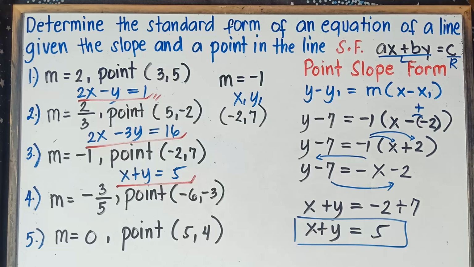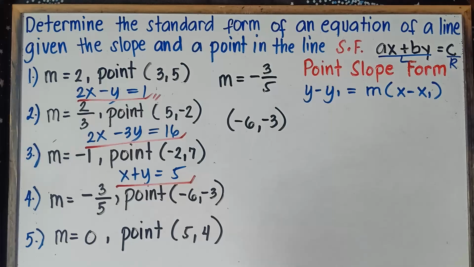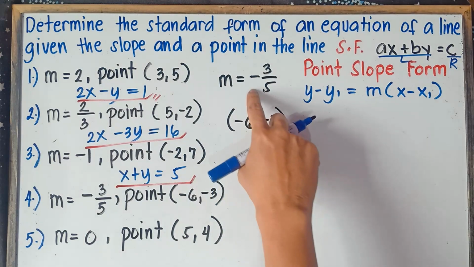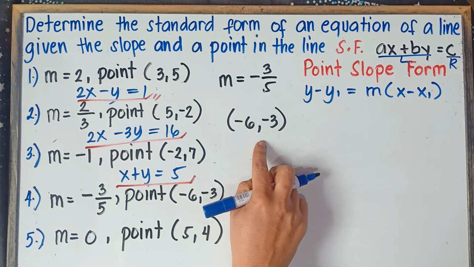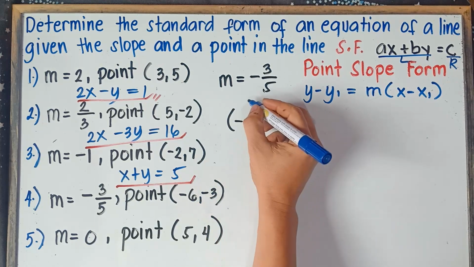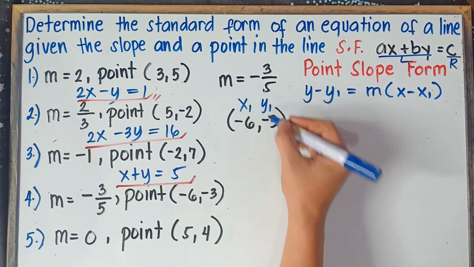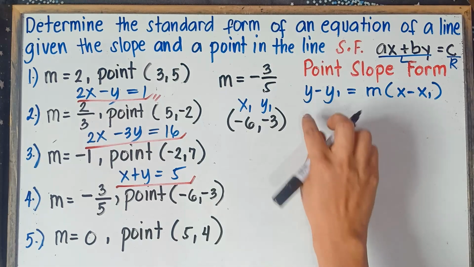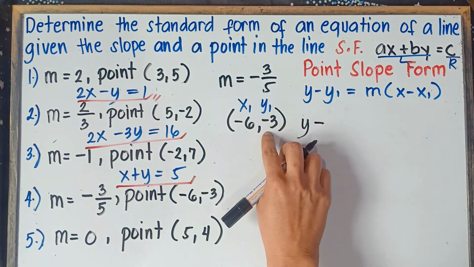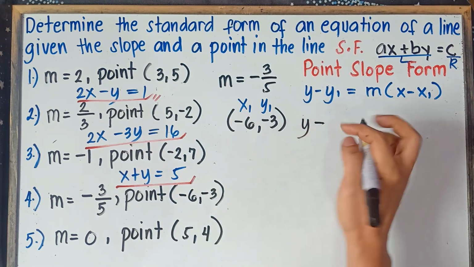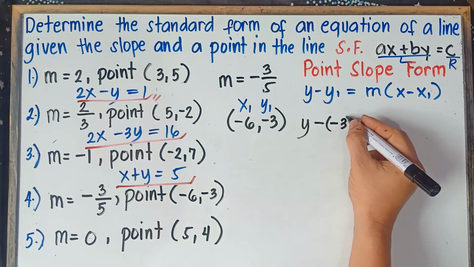Alright, so let's proceed now to example number 4. So our given slope, we have negative 3 over 5. And then the value of the ordered pair, we have negative 6 and then negative 3. So this will be x sub 1 and then y sub 1. Alright, so simply copy y. Copy minus sign. And then the value of y sub 1, that would be negative 3. So therefore, we need to put parentheses.